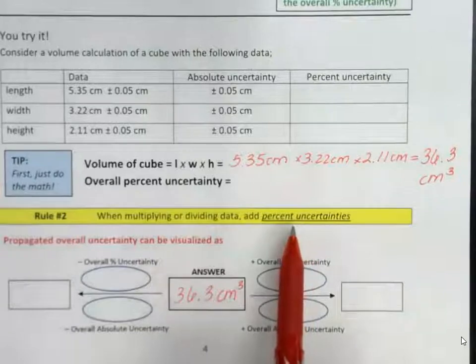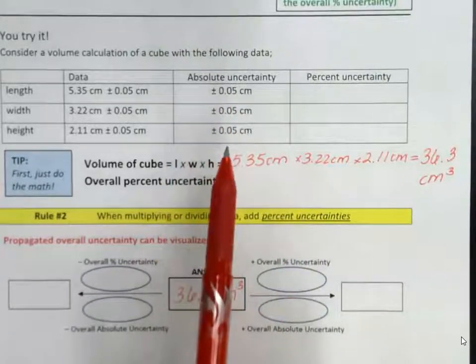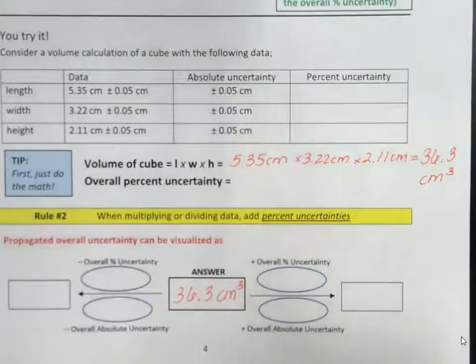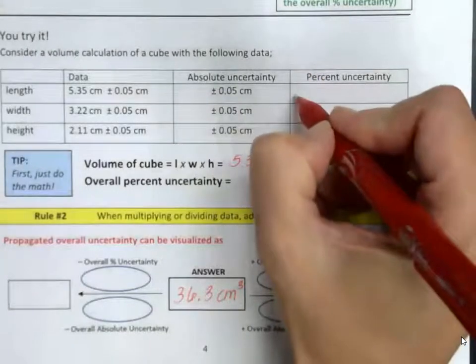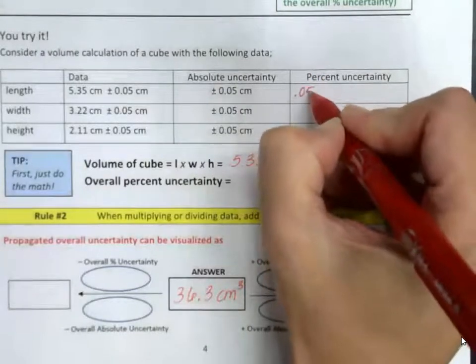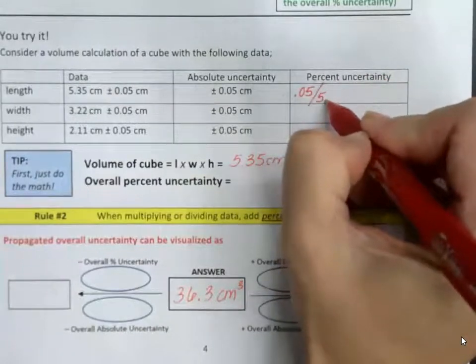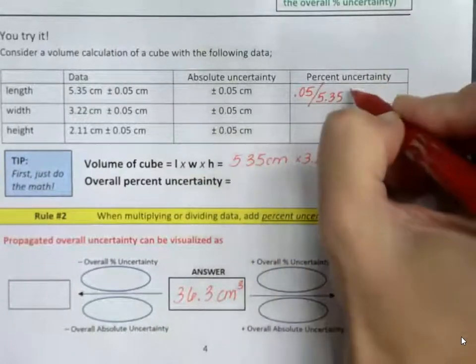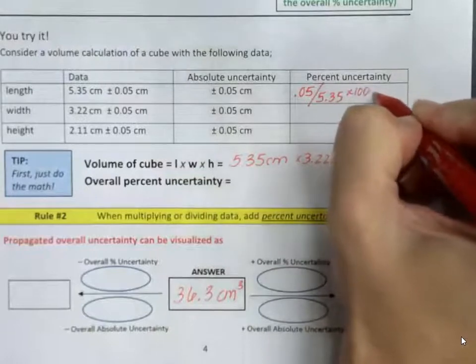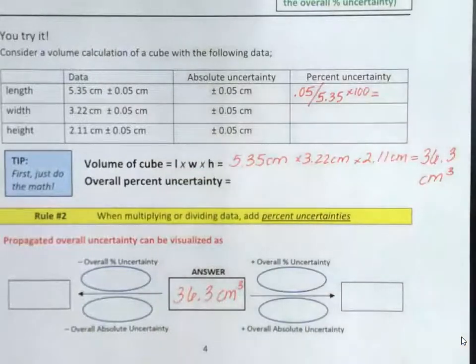So in this problem, you're only given absolute uncertainties. So your next step is to convert those to percentages. So I will demonstrate with the length. We're going to take the absolute uncertainty, 0.05, and divide it by the length, 5.35, times 100. That's going to give me the percent uncertainty in my length.